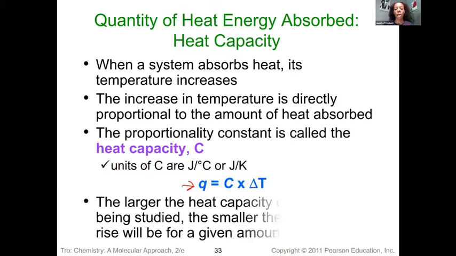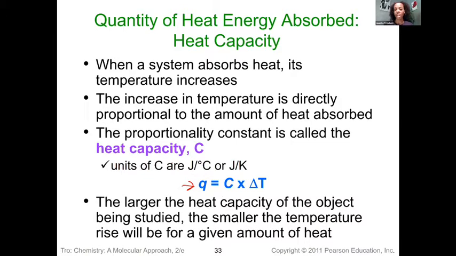We multiply that by the change in temperature. Again, that delta symbol, that triangle symbol, means change. Now, the larger the heat capacity of an object, the smaller the temperature change will be as we add some amount of heat. That means if I have a really high heat capacity, I'm going to be able to absorb a lot of heat before you start seeing my temperature change. And vice versa, if I have a small heat capacity, then I'll have a really sharp increase in temperature as more heat is being absorbed or lost.